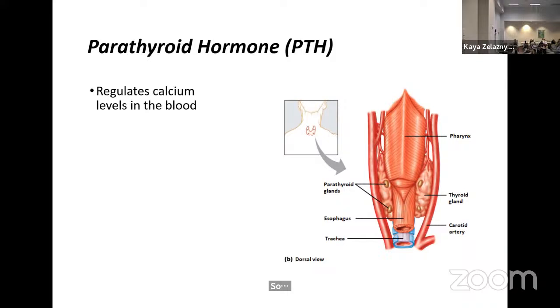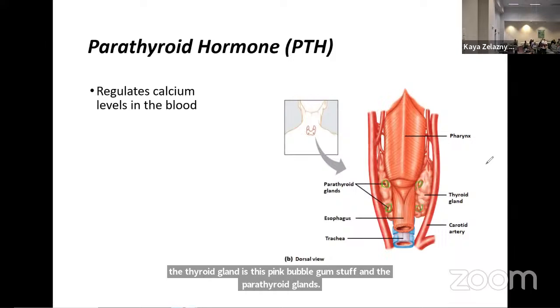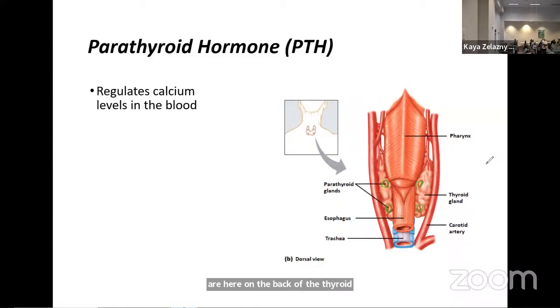So we're now continuing our walk through our glands. So our next gland is the parathyroid gland. So the parathyroid glands, there are actually 4 of them. And if you're looking for them, they're kind of hard to find if you're in the lab because they're just 4 little clumps that sit on the back of your thyroid gland. So the thyroid gland is this pink bubblegum stuff, and the parathyroid glands are here on the back of the thyroid glands, and our parathyroid hormone coming from those parathyroid glands.